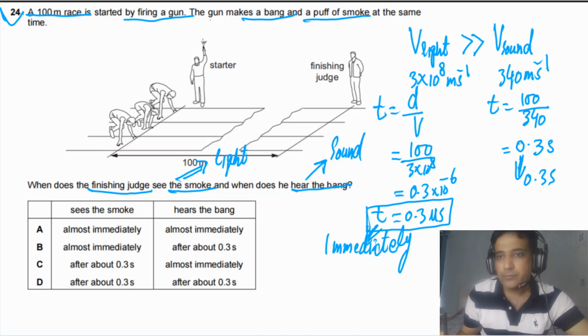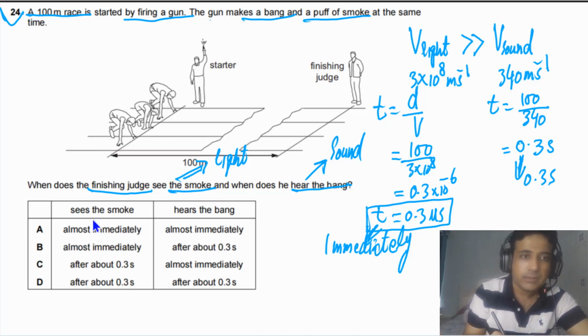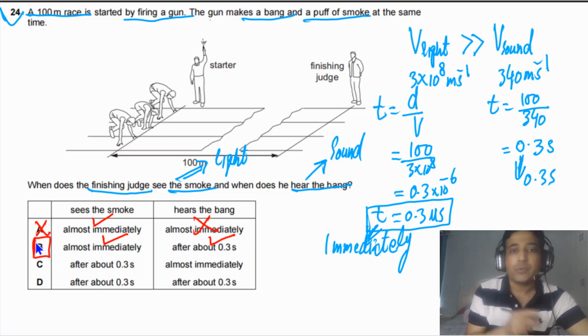Now if you understand this, we can choose the answers. Sees the smoke immediately, this is true. Hears the bang almost immediately, no. After 0.3 seconds, so the first option is incorrect. Almost immediately, yes. After about 0.3 seconds, yes. So the answer for this question is B. So this is how you can figure it out.